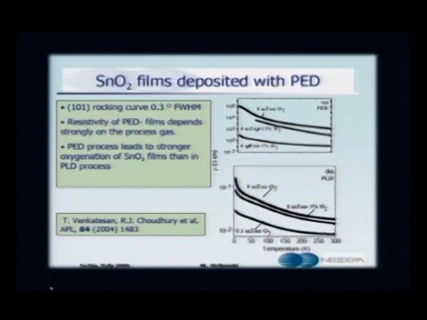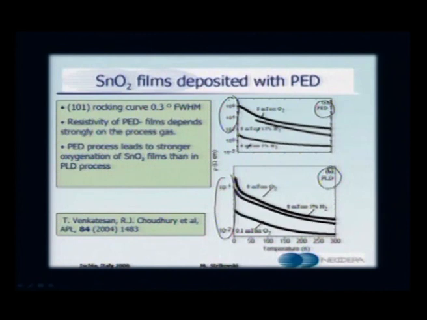And you would also see how PED is very critical to the processing gas. For example, this is a comparison made between PED and PLD. For 8 millitorr oxygen pressure in combination with hydrogen, you can see the resistivity of your tin oxide is fairly low, nearly metallic with PLD. But for the same 8 millitorr with PED you can see the resistance is of the order of 10 power 6. Therefore, the purging gas or the atmosphere that you use is very sensitive.